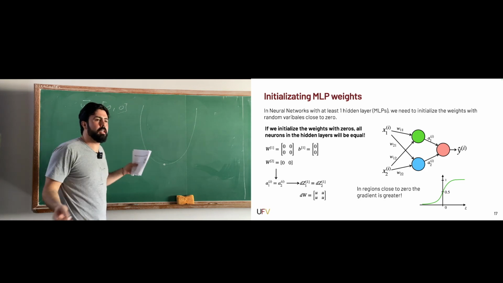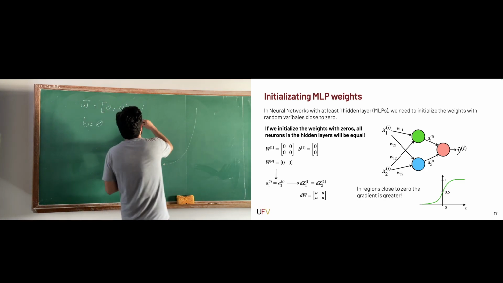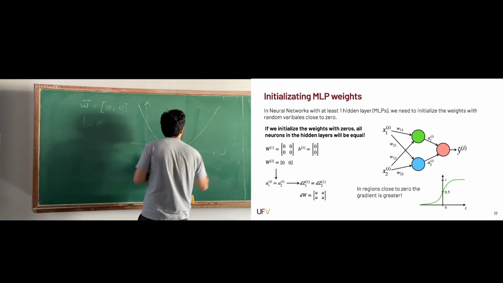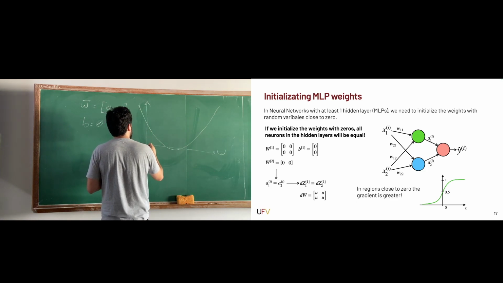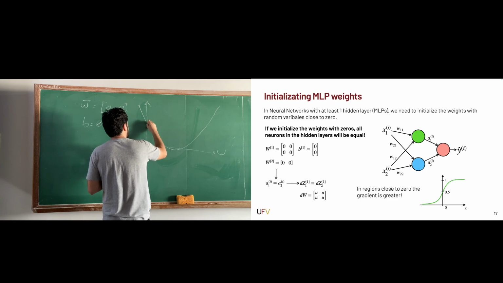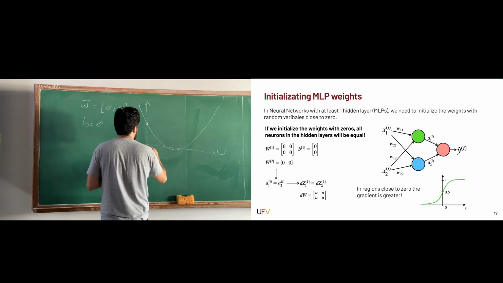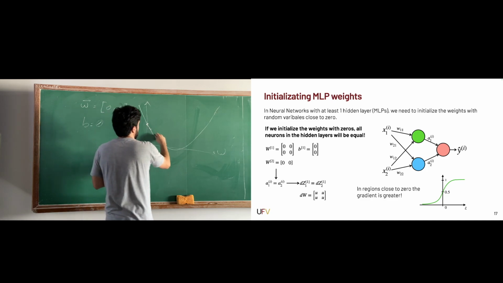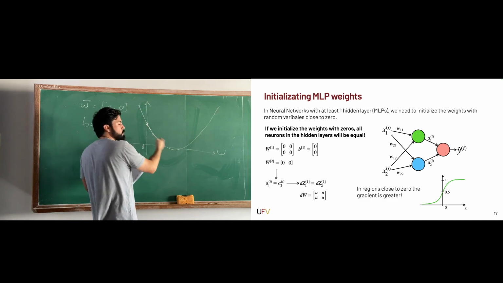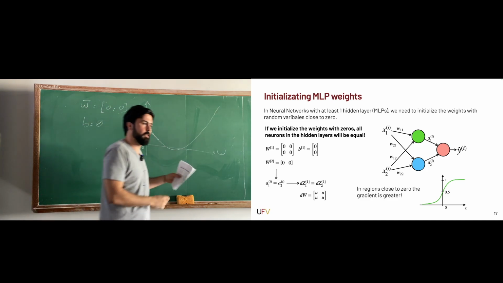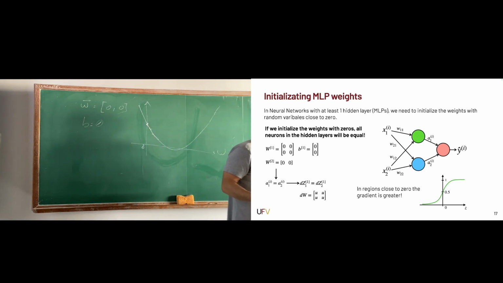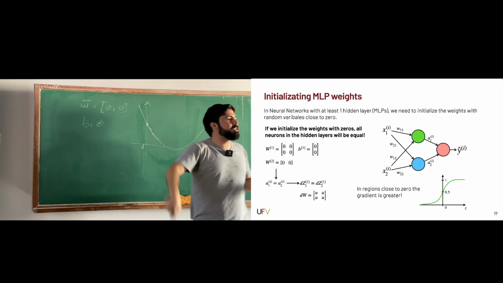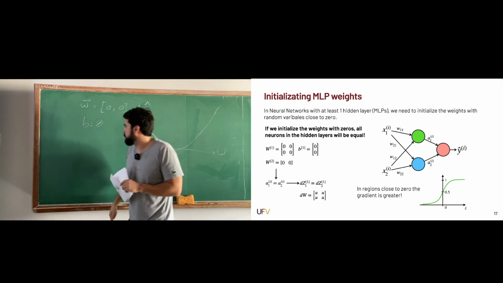No matter where we start, we could start at any point here. If this is W, I can pick a W equal to 0 here, and I can start here, and then I can go down. I could start at 1. I could start at minus 100. I could start anywhere, and then gradient descent would take me down. Okay.